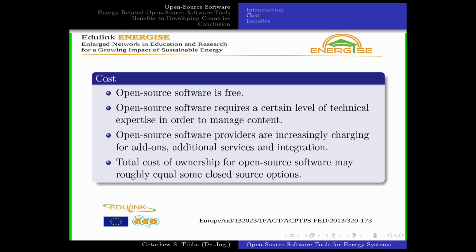The user still has the freedom: even though he gets the source code for free, he can play with it and keep it non-commercial. In general, the total cost of ownership for open source software may roughly equal some closed source options. So the source code is free, but because of additional costs related to training, maintenance, additional services and integration, the costs can sometimes be high, and users should be very careful when deciding to use open source software tools.